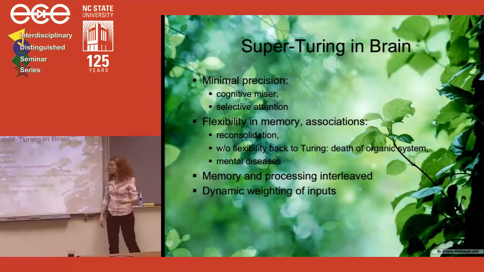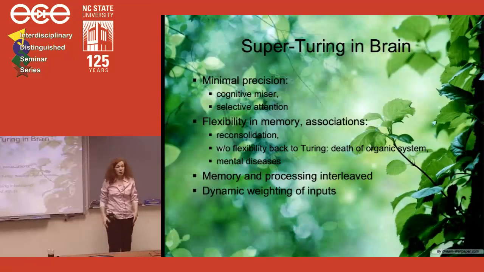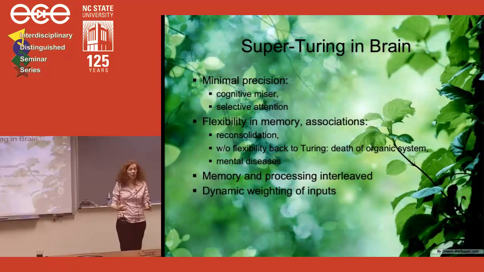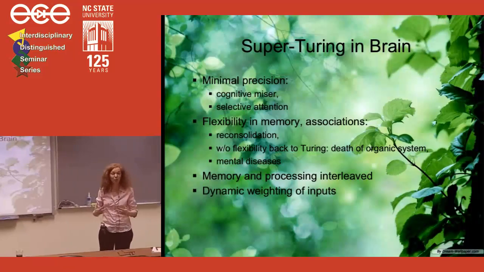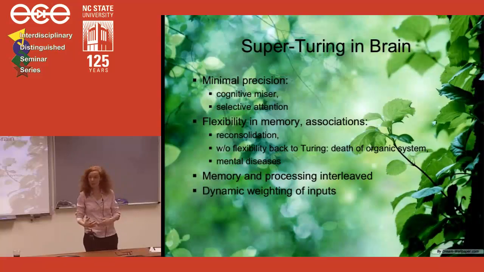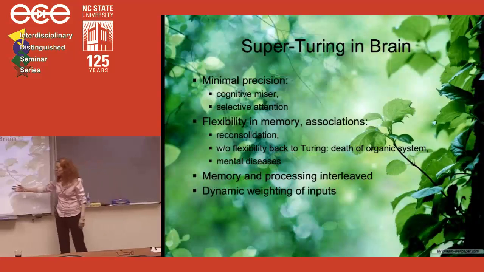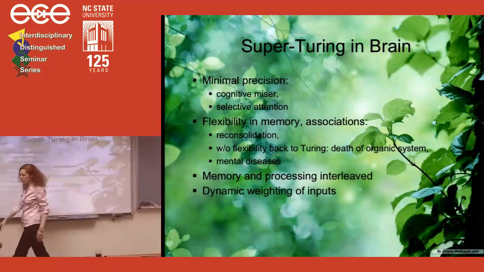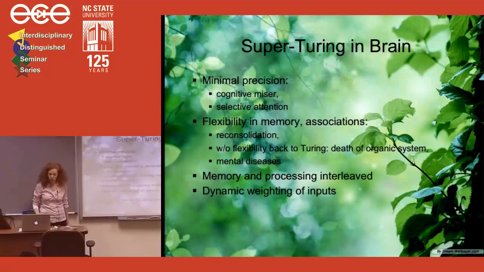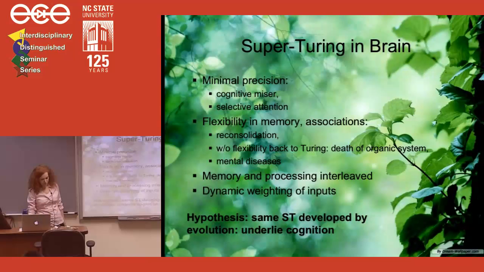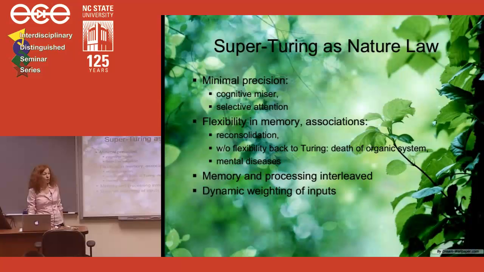Flexibility and memory reconsolidation: you take another system, it's flexible. If it's flexible, it's healthy. You take a person who is not flexible, even without being a neurologist or psychiatrist, we know that the person is not okay. We also have memory and processing interleaving, dynamic weighting of inputs. It almost convinced me that there is something about Super-Turing that underlies cognition.